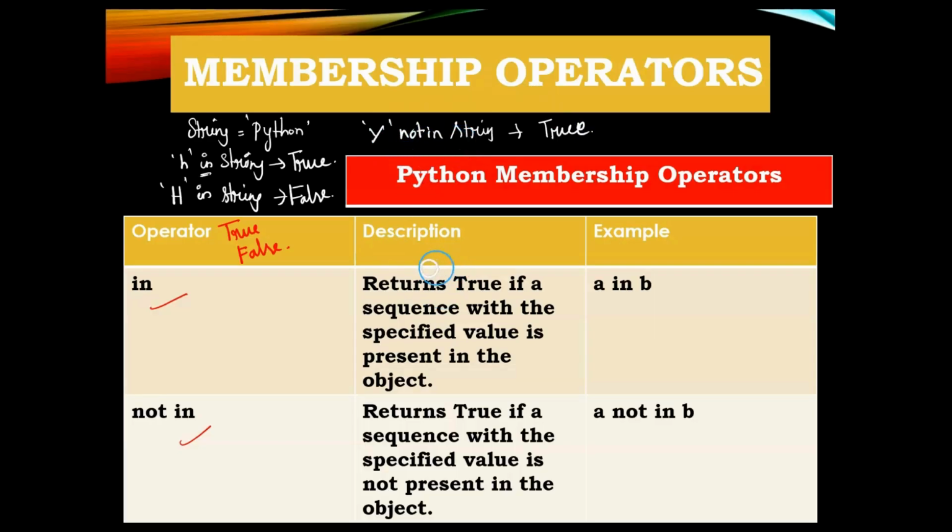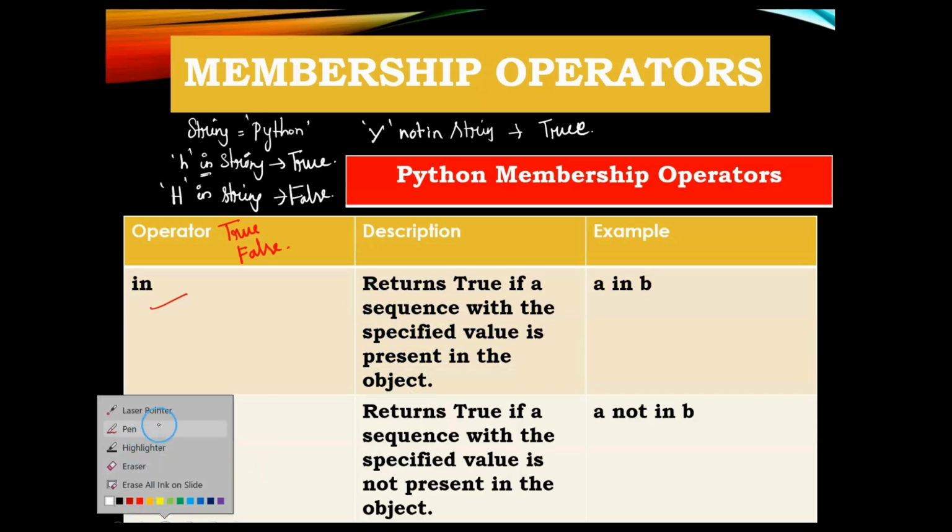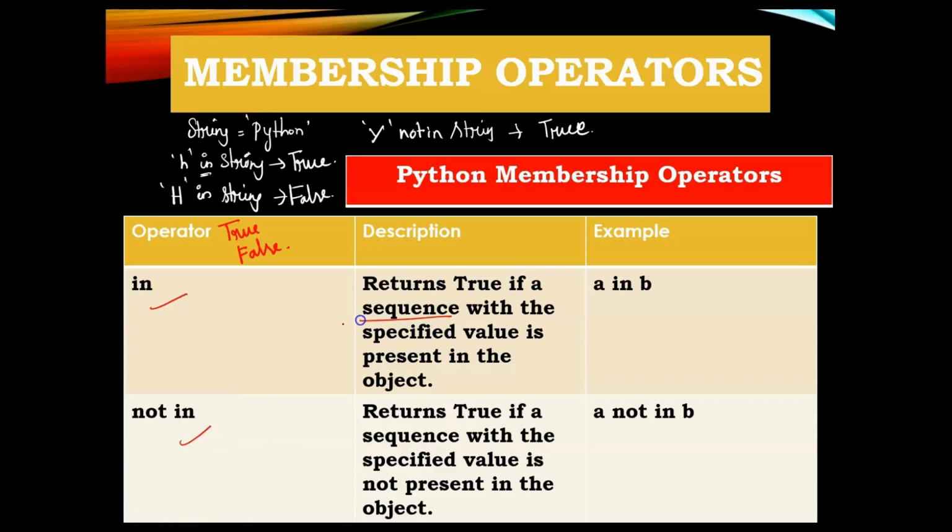Now let us read the description. It returns true if a sequence with the specified value is present in the object. The string is nothing but a sequence. It works only for sequences, so for string, list, tuples, etc., this Python membership operator will work. The not in operator returns true if a sequence with the specified value is not present in the specified object. For example, A in B, A not in B. Hope you understand these membership operators thoroughly.